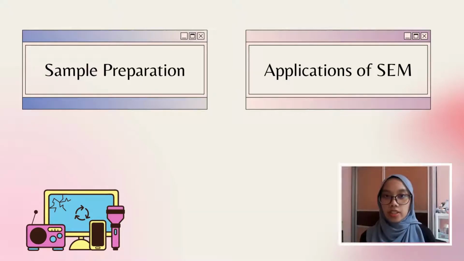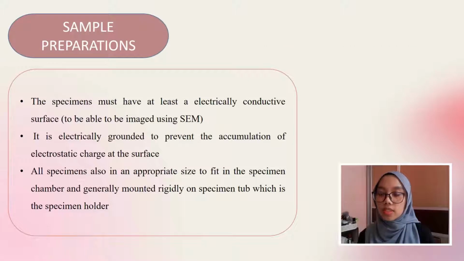Hi, the last part of this presentation is about the sample preparation and application of SEM. The specimen must have at least an electrically conductive surface to be able to be imaged by SEM and needs to be electrically grounded to prevent the accumulation of electrostatic charge at the surface. All specimens also need to be an appropriate size to fit in the specimen chamber and generally mounted rigidly on a specimen stub, which is also the specimen holder.